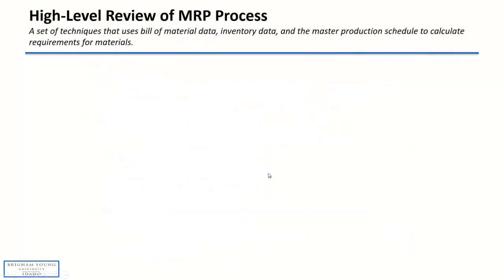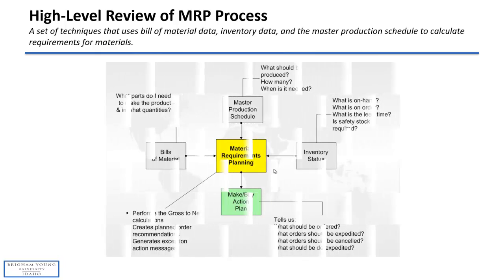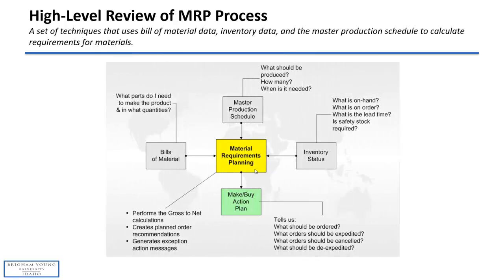But you should know that MRP is a set of techniques that uses bill of material data, inventory data, and the master production schedule to calculate requirements for materials. Material requirements planning is used for components within products, whereas we use forecasting to plan requirements for the top level item. Now, there's a number of inputs into the MRP process: a bill of material, which is kind of like a recipe; inventory status, which tells us how much inventory of components we already have on hand; and then, of course, the master production schedule for the top level item that we are making.